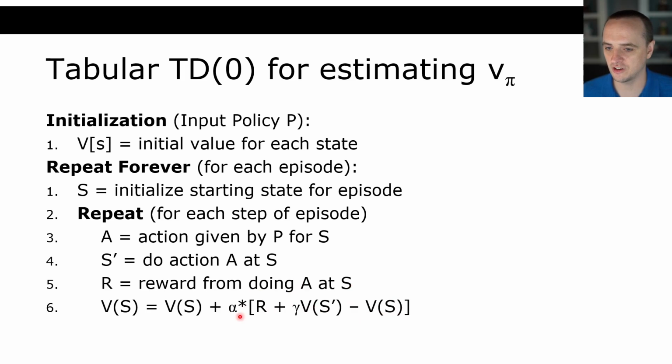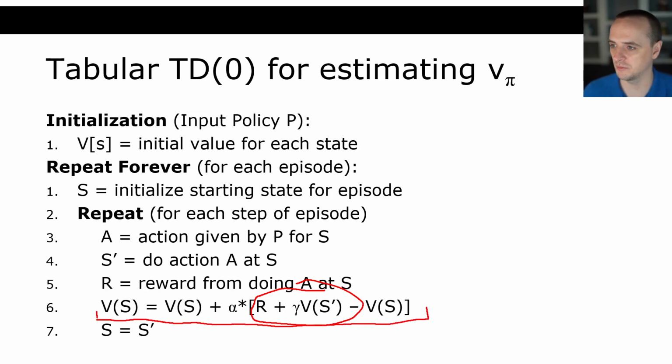So this is our learning target right here. And then we set S equal to S prime. That's it. We take an action, we get a reward, we get a next state, and then we just use this formula to update our value estimate for that state. It's actually simpler than Monte Carlo. The reason it's simpler is because you're doing the update after every action, and you no longer have to store that big episode.